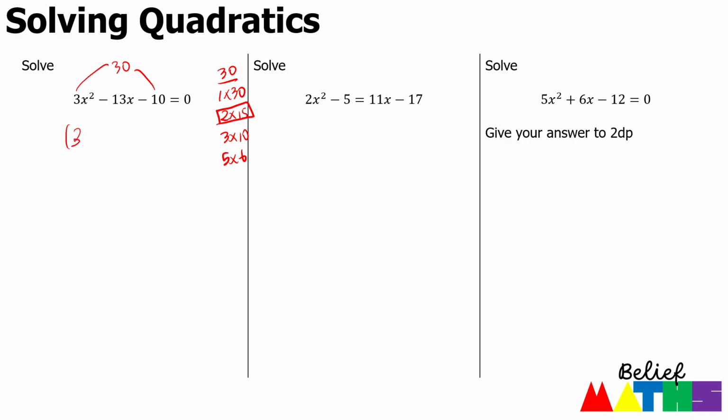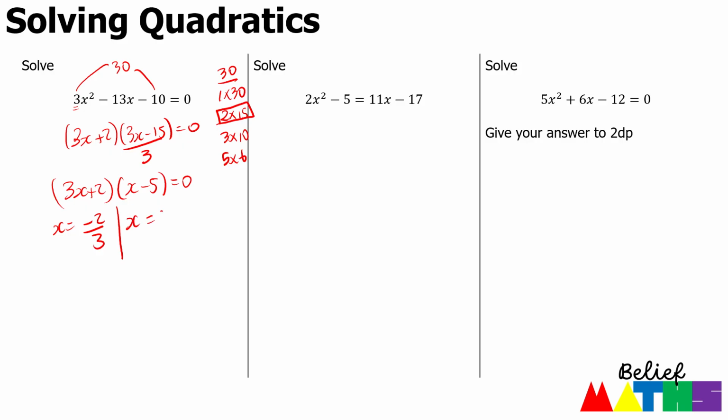So we get 3x plus 2 and 3x minus 15. Or we can write those in reverse order if we wish. We then need to divide one of our brackets by 3 because 3 was the value of a. Dividing the second bracket by 3, we get 3x plus 2 and x minus 5 equals 0. Solving that then, on the left hand side we have x is equal to, the opposite of plus 2 is minus 2, and the opposite of multiply by 3 is divide by 3. So we get minus 2 over 3, and then on the right hand side x equals 5. And there are two solutions to that quadratic.